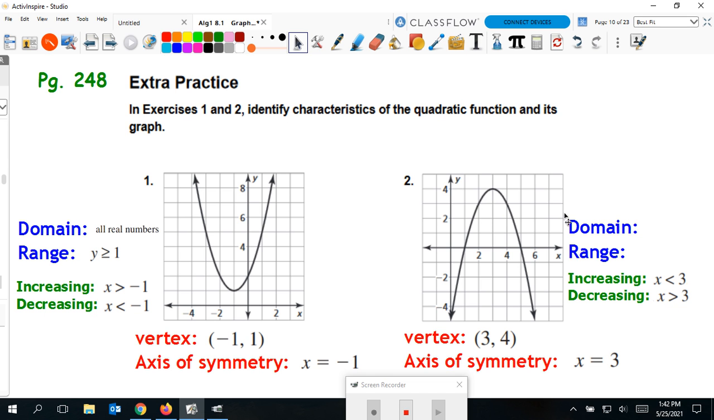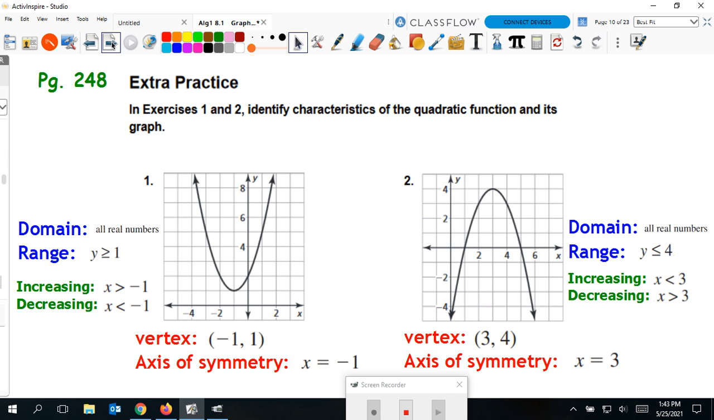Our domain, like before, is all real numbers. Everyone will be the same for domain. But the range is going to be the vertex and below, so it's less than or equal to 4. It can equal 4 because you're sitting on 4 at the vertex, and it's also less than 4. That's where the graph is on the y-axis.